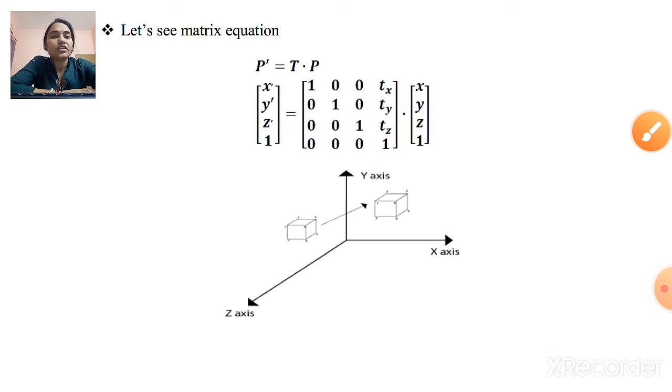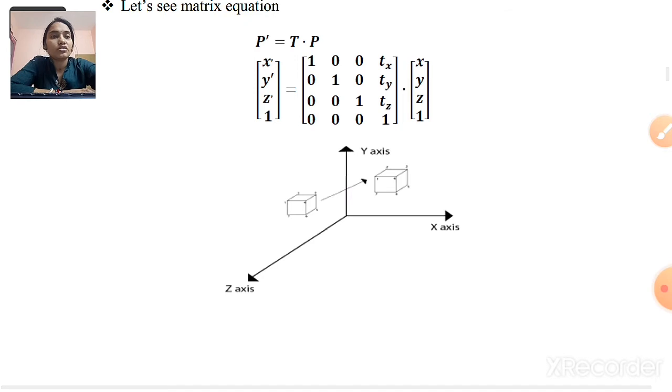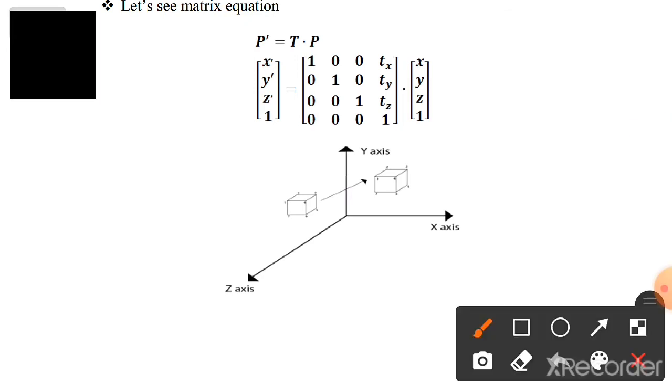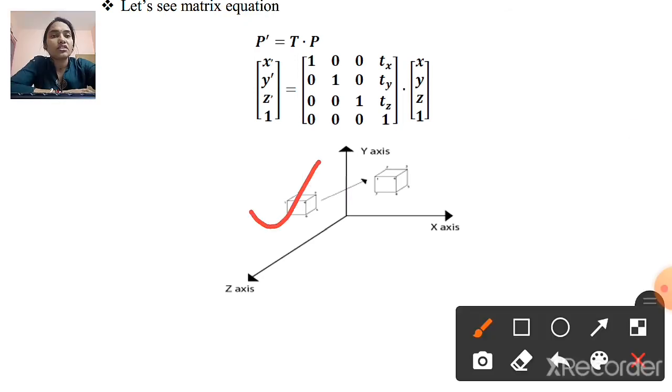In this figure it will show you an object. One is your original location, this object is the original location and the destination is this one. So the object moves from here to here.